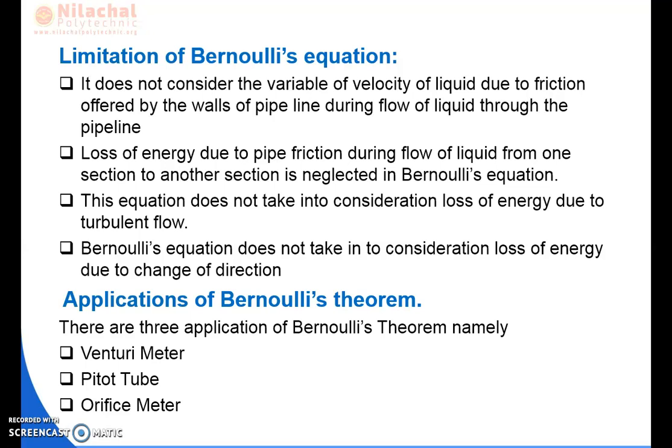There are three types of devices used for measurement of velocity and discharge. The three devices are venturimeter, Pitot tube and orifice meter. Later in the video classes, we are going to study the working principle and construction of the venturimeter, and also how to find out the discharge of liquid flowing through a pipe.